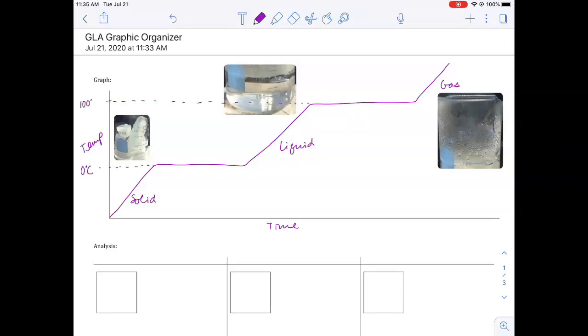So water freezes or melts at 0 and boils at 100. So anytime we go from a solid to a liquid, it's called melting. Every time we go from a liquid to a gas, it's evaporating. Going the other way from a gas to a liquid is called condensing. And going from a liquid to a solid is called freezing.